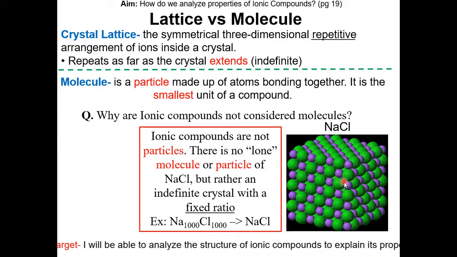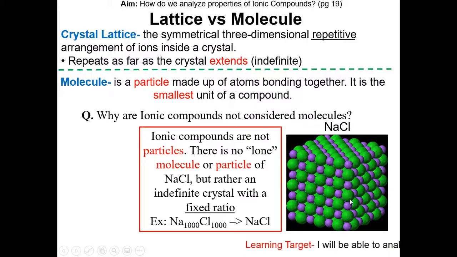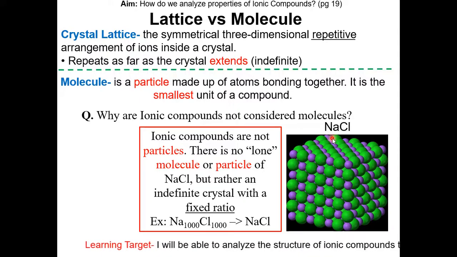So the number of ions does not affect the chemical formula, even though there might be hundreds of chloride and sodium ions. If we look at the crystal lattice, there is no smallest unit. That's why ionic compounds are not considered molecules. The smallest unit is NaCl. That's why we write the formula as NaCl.